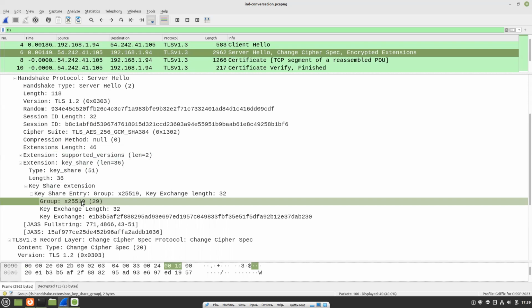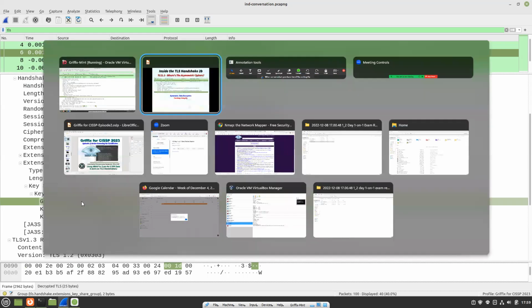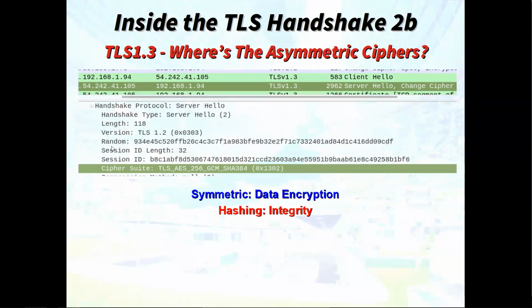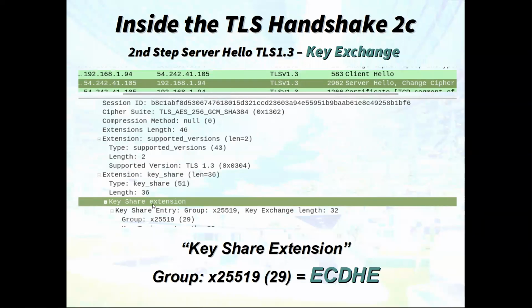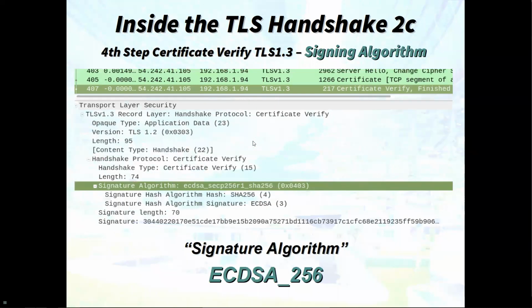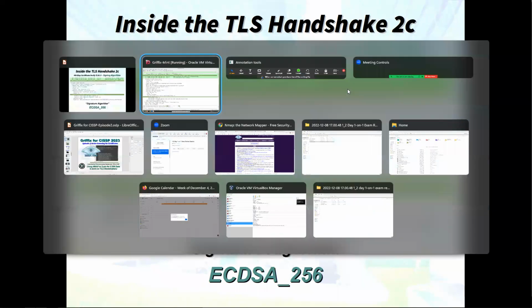All right, but that's key agreement. Where's the signature algorithm? So again, the key exchange protocol I found under the key share extension, and group 25 equals Diffie-Hellman. But the signing algorithm wasn't even in the server hello. I had to go past the certificate and then get the certificate verified.